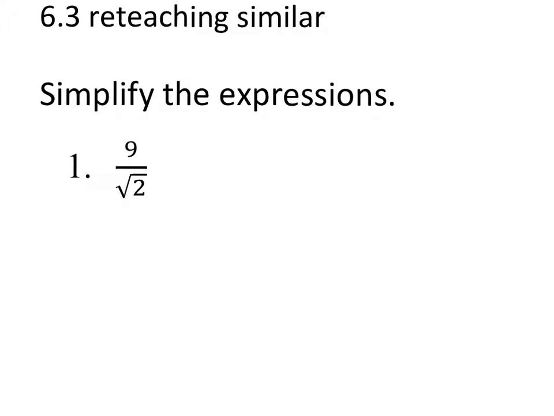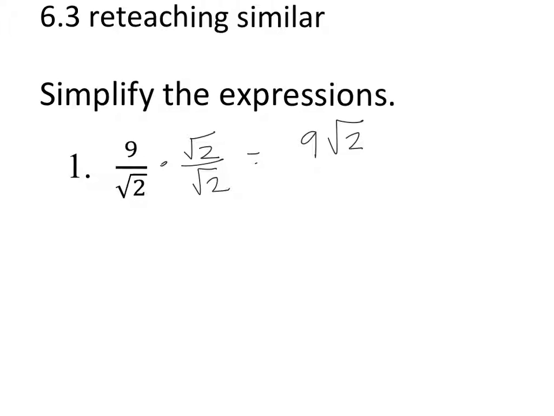Reteaching similar questions that are like your reteaching, your quizzes, your tests. First one, simplify. It just has a root in the bottom. We don't want the root in the bottom, so we multiply by whatever exactly is on bottom. So in this case, the square root of 2 over the square root of 2, because when you take the square root times the exact same thing, that will cancel out.